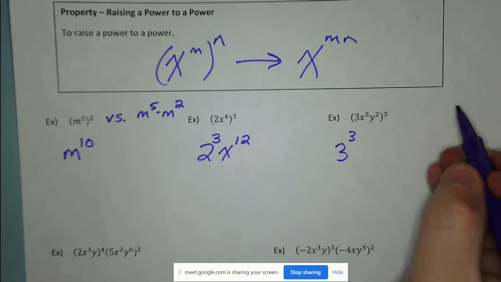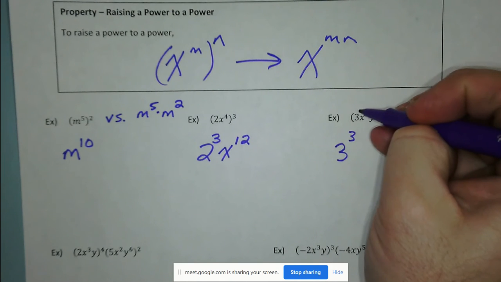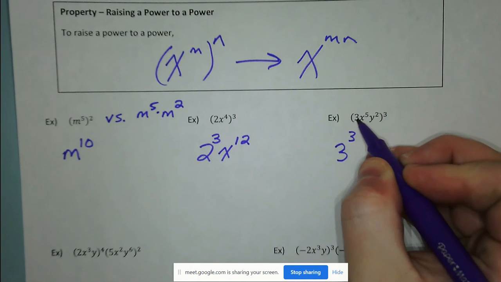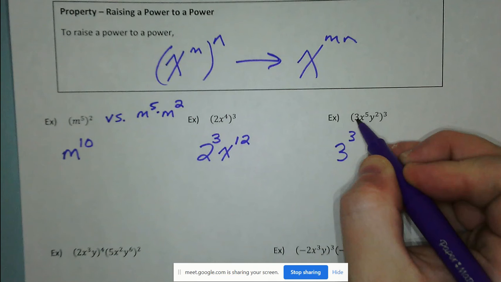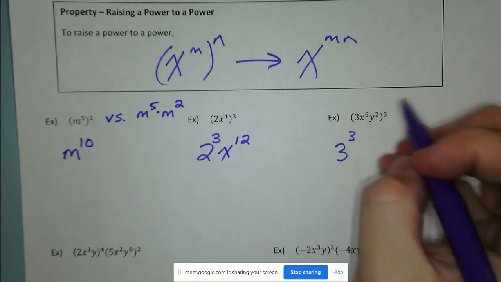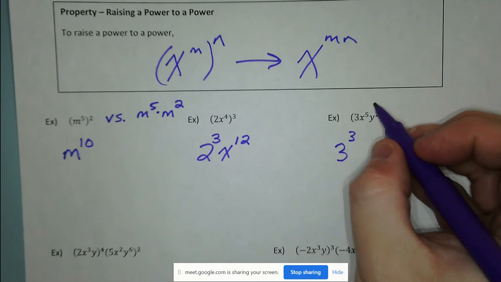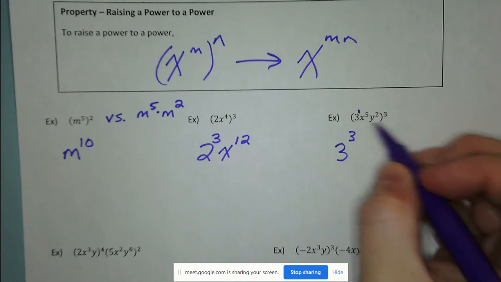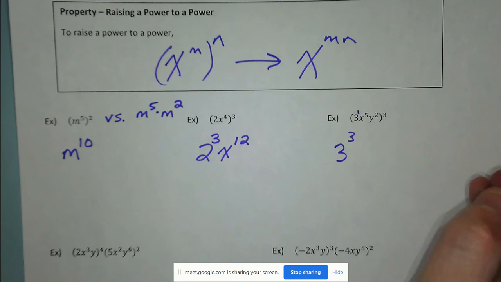In a way, how about this? In a way, what power, Aaron, technically, it's invisible, but 3 has a power. What is that power? 0. Nah, try again. 1. 1. 3 is literally 3 to the first power.